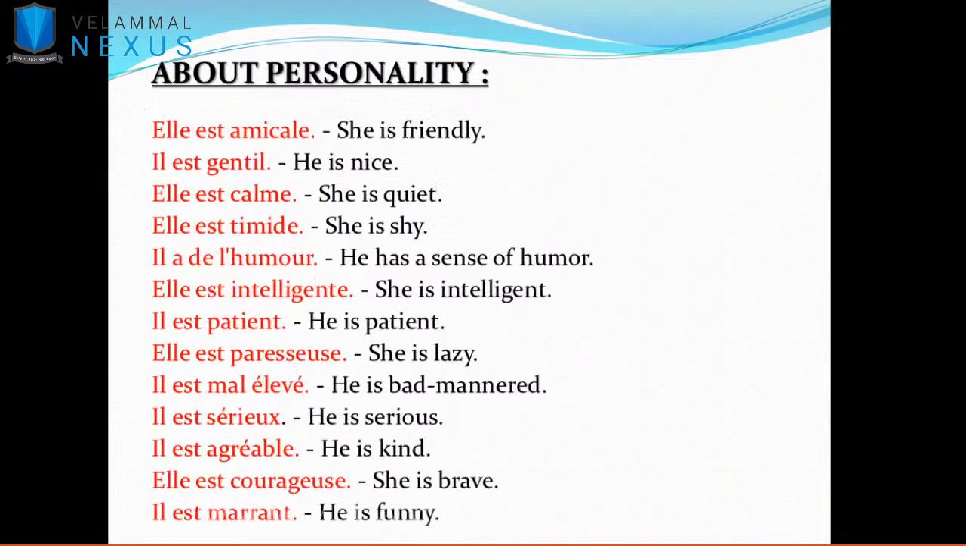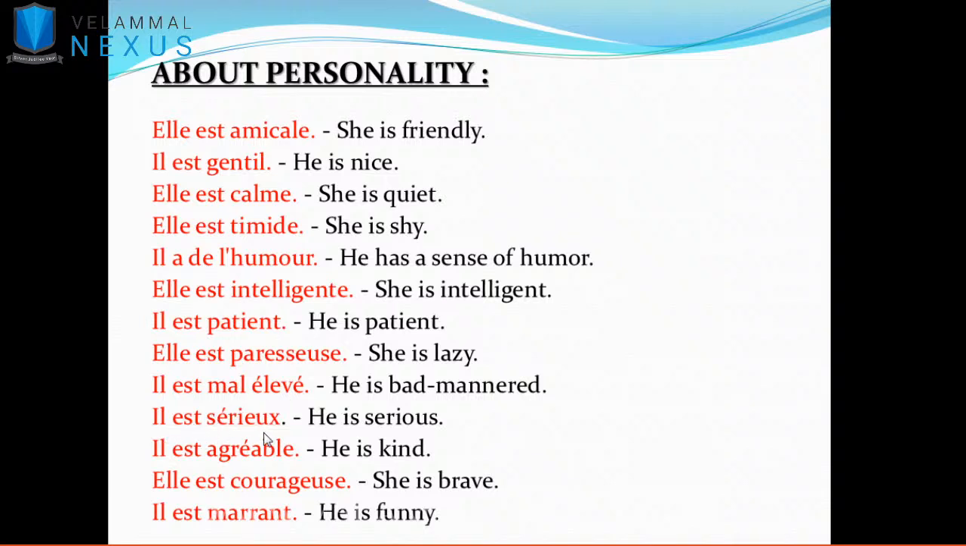Next, about your personality, you say: elle est amicale, friendly. Without the E, it is masculine. Il est gentil. Elle est calme. Elle est timide. Il a de l'humour, he has a sense of humor. Elle est intelligente. Il est patient. Elle est paresseuse. Il est mal élevé. He is bad-mannered. Actually, mal élevé is badly brought up, in the literal sense.